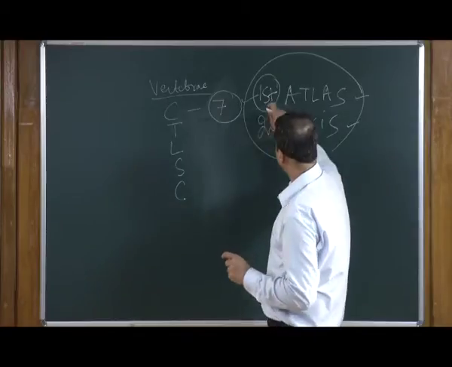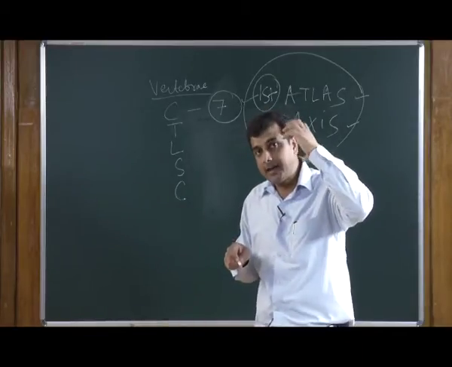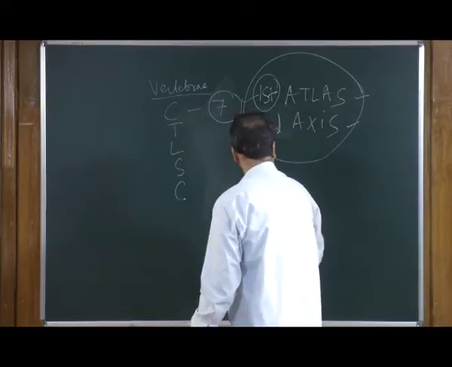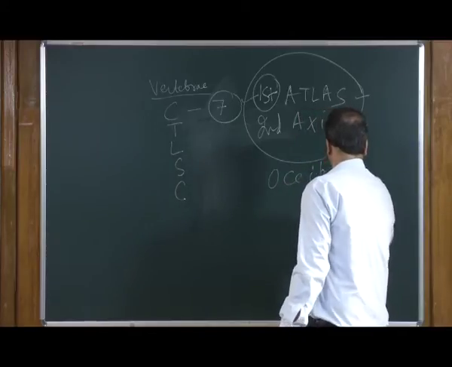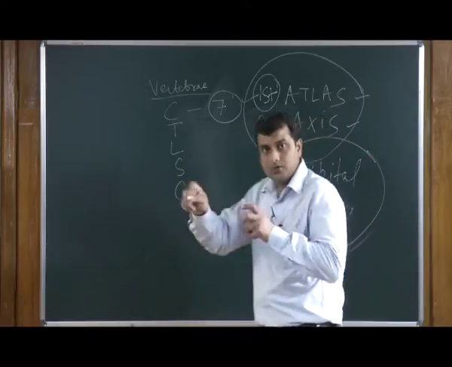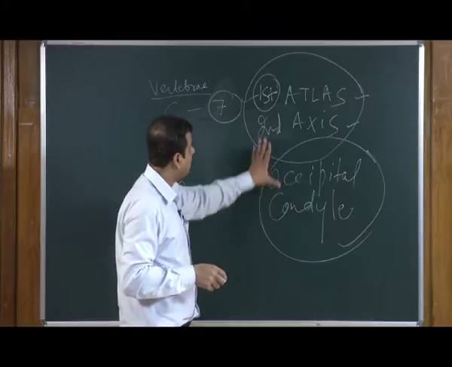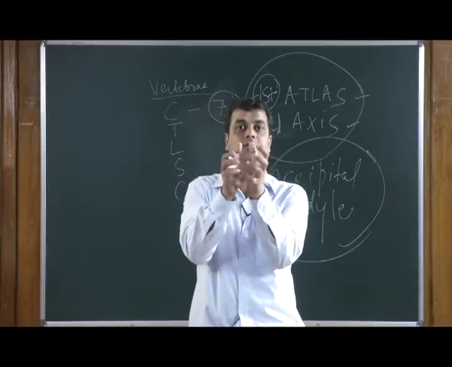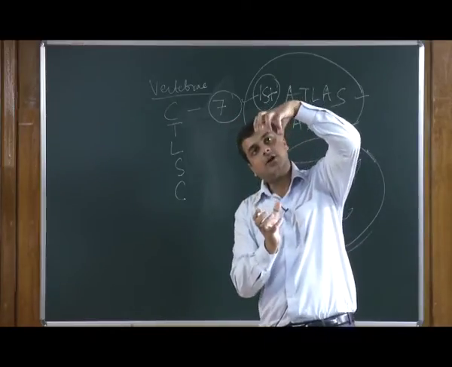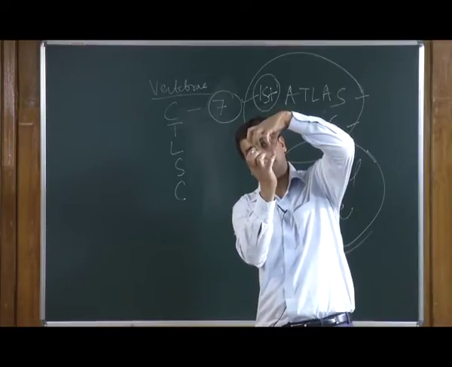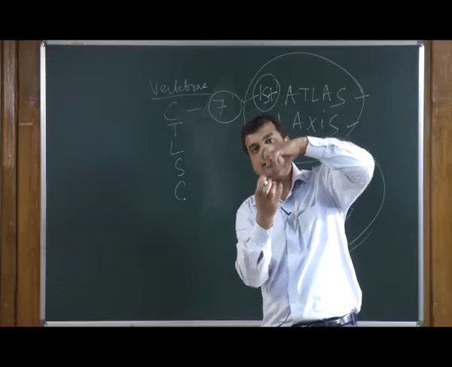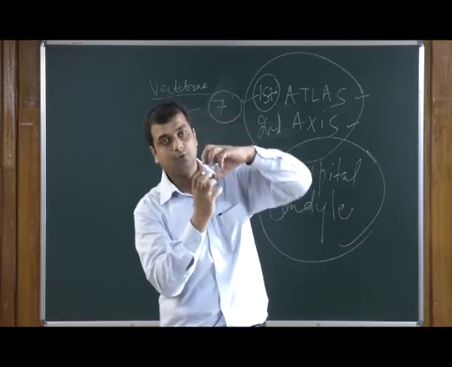The atlas is attached to the top area of the skull, to the occipital condyles which we discussed in the last class. The occipital condyles lie on both sides, and the 2 occipital condyles give attachment to the whole vertebral column. So this is the attachment point. At the top you have the occipital condyle, at the bottom you have the first vertebra, the atlas, and just below the atlas you have the axis, and this area gives movement to our neck region.